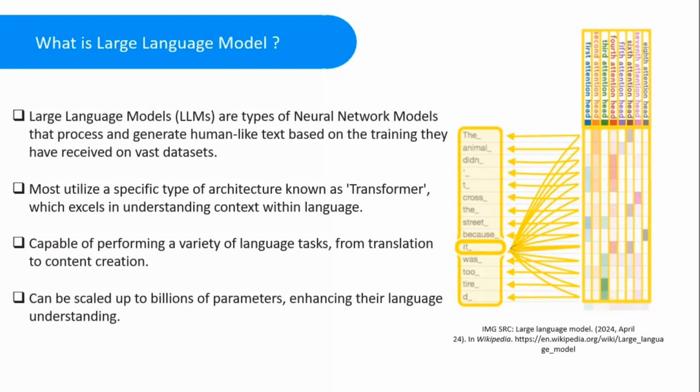So what is a large language model? Large language models are types of neural networks that process and generate human-like text. These networks comprise numerous layers that allow the model to learn from large amounts of data. The most common architecture used in LLMs is known as the transformer. The architecture is known for its ability to handle sequences of data, particularly useful in understanding the context within language. The models can be scaled up to billions of parameters, making them incredibly powerful for language understanding.